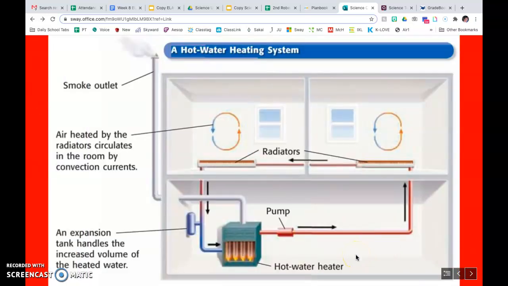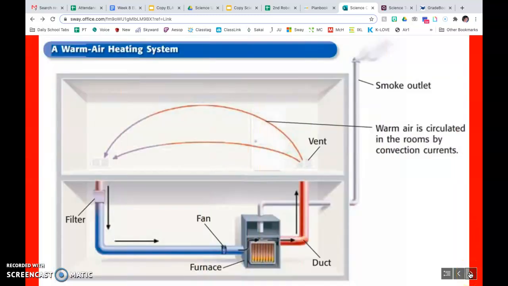So here we have a hot water heating system. You can see that an expansion tank handles the increased volume of the heated water. Here's your hot water heater, and it has a pump that pumps it up. Air heated by radiators circulates in the room by convection currents. Remember, we talked about convection. And then, of course, you need some exhaust for the smoke to get out.